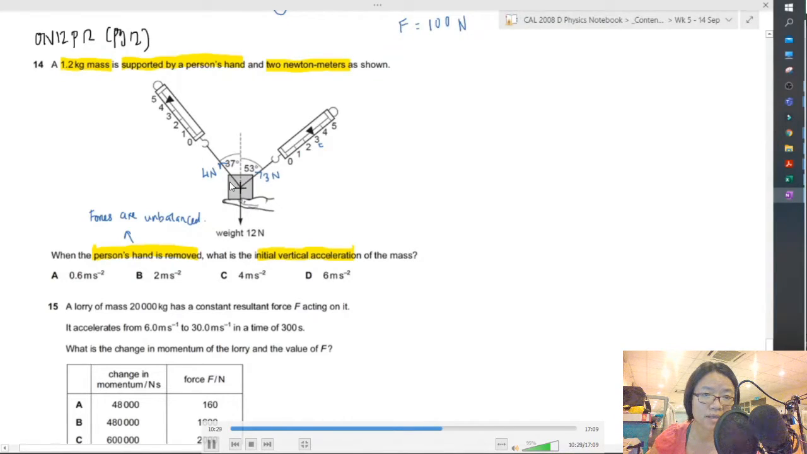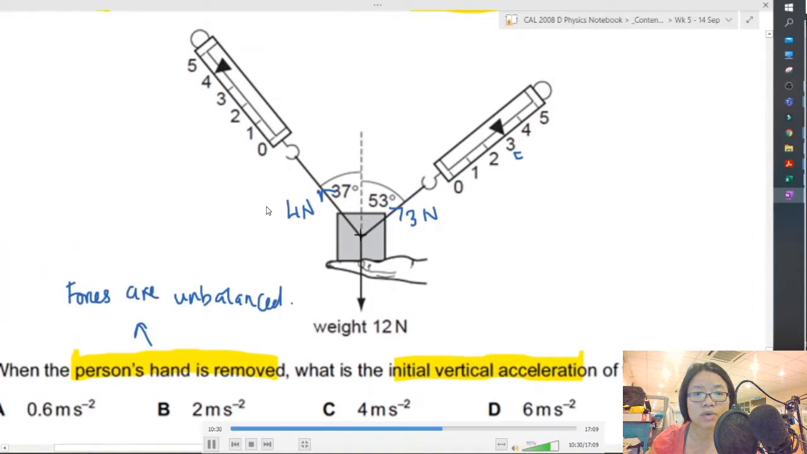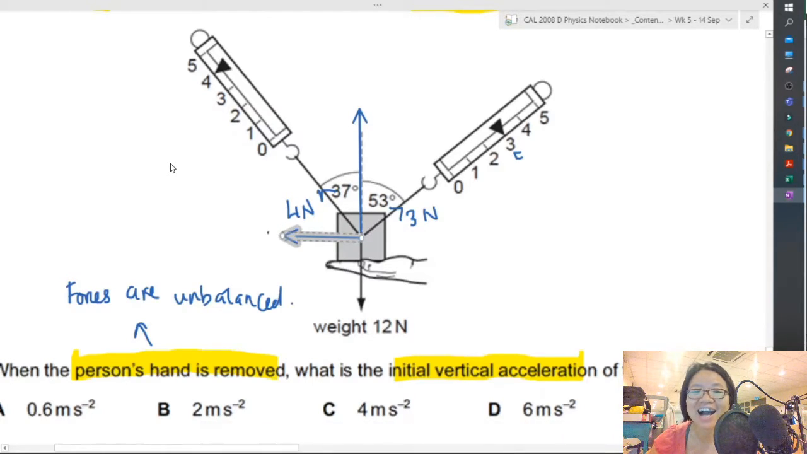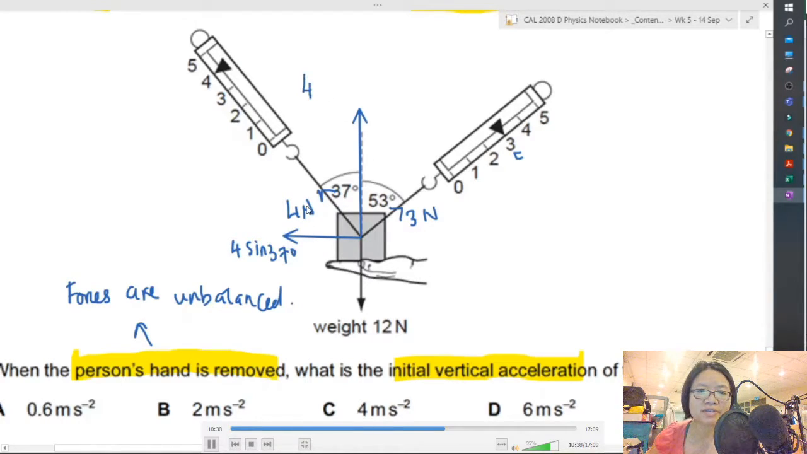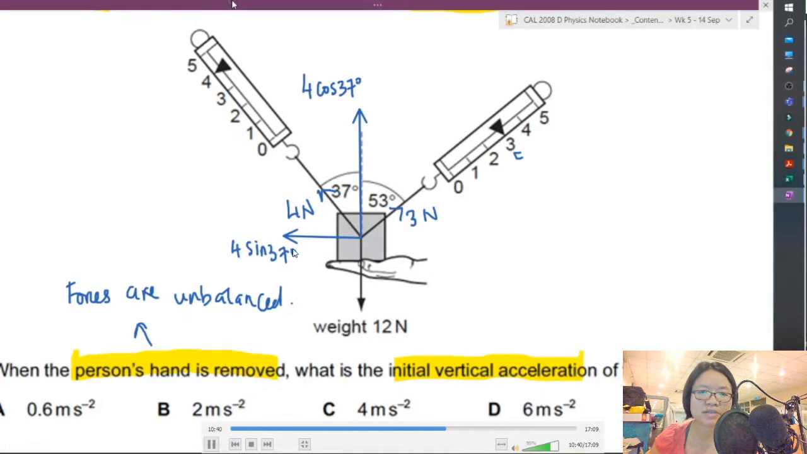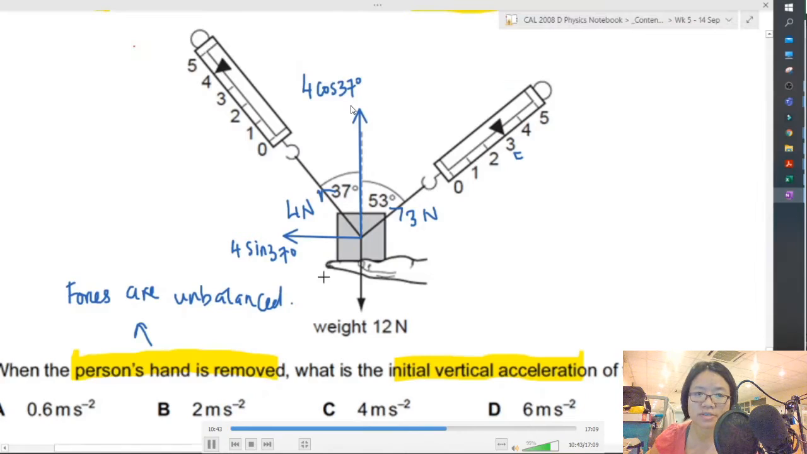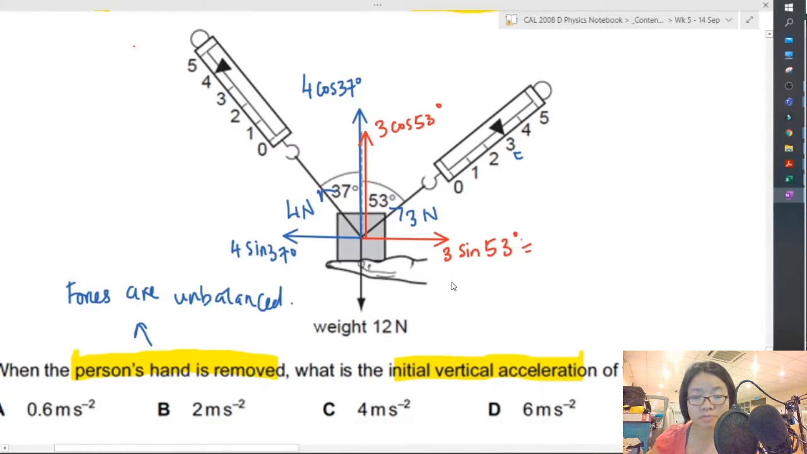So you read the balance reading. Second thing I will do, I zoom in already. I'm going to resolve, because vertical forces ma. So I'm going to resolve, and then this one has no angle, so 4 sine 37. This one got angle, 4 cos 37. I repeat that for the 3 Newton. This part no angle. This part got angle, so 3 cos 53 and 3 sine 53 respectively.